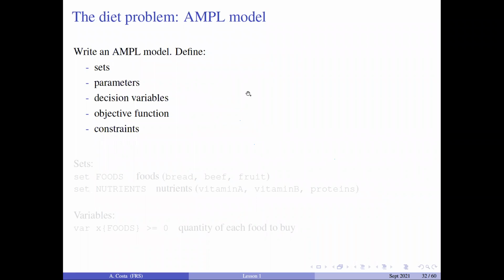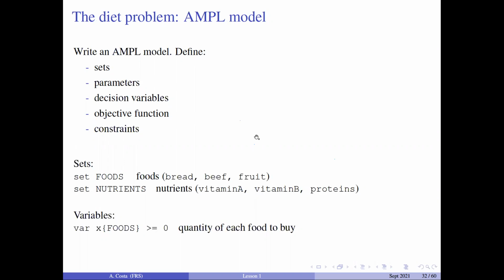So we need to write the AMPL. Remember, we need to write the mod file, data file, and run file. Let's start with the mod file. So in the mod file, remember, we have variables, constraints, objective, and then we have to set the data, the parameters, and the sets. So what are the sets?